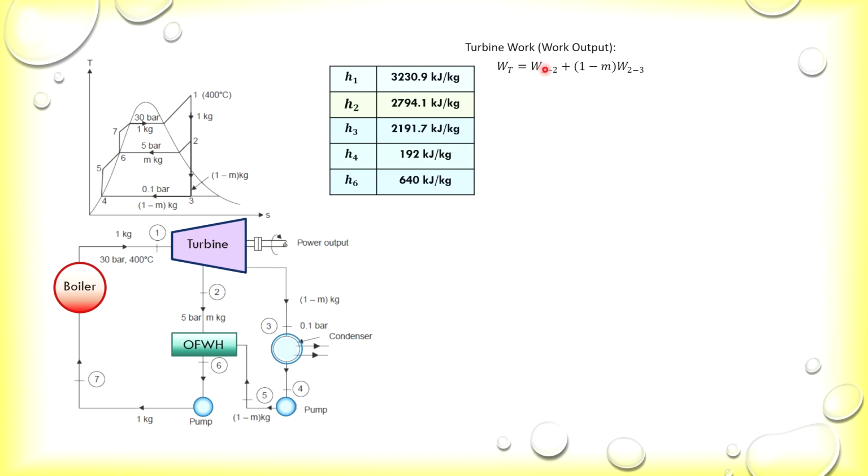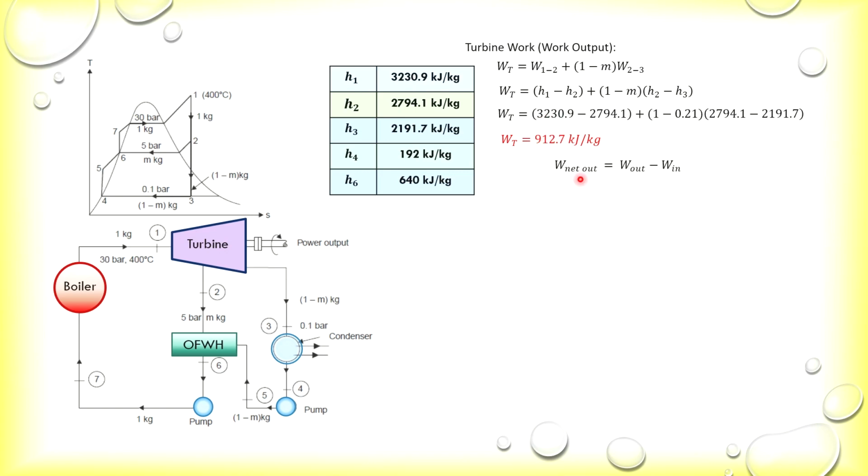The work done from 1 to 2 is simply H1 minus H2, multiplied by 1 kg. You can multiply by the 1 or you don't have to. 1 minus m is the amount of steam in kg for this section here, 2 to 3. So for the work done from 2 to 3, we have to multiply by this mass. So what we have is H1 minus H2 plus 1 minus m times H2 minus H3 for the turbine work. We got a work output of 912.7. Since net work out equals work out minus work in, or heat supply minus heat rejected, and since we have neglected the work in, net work out equals the total turbine work.